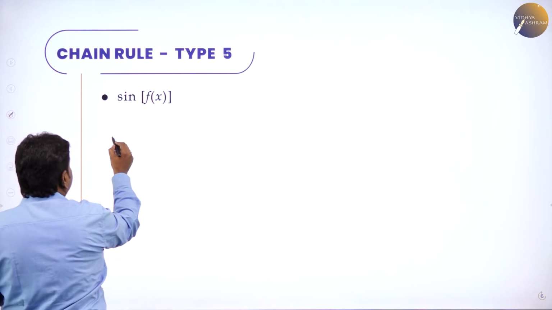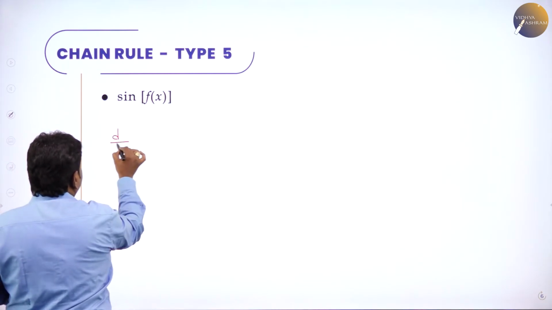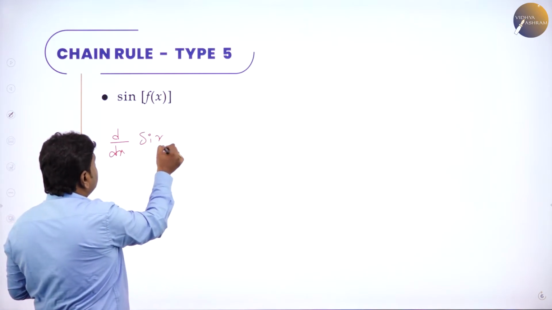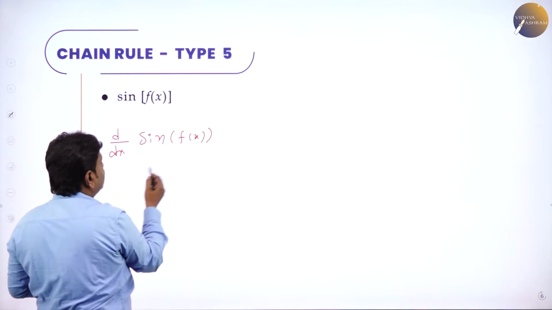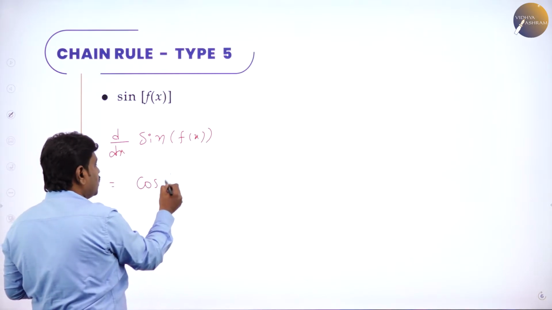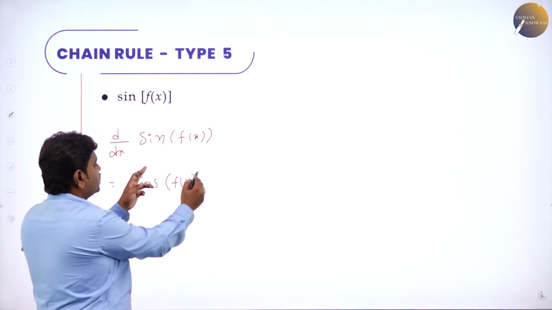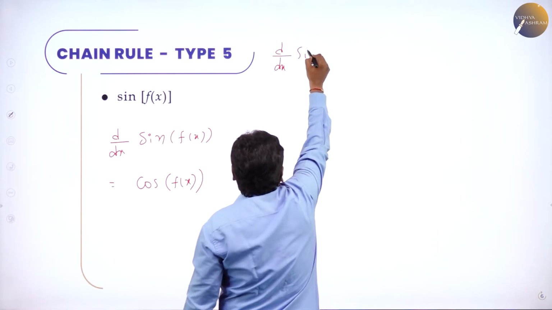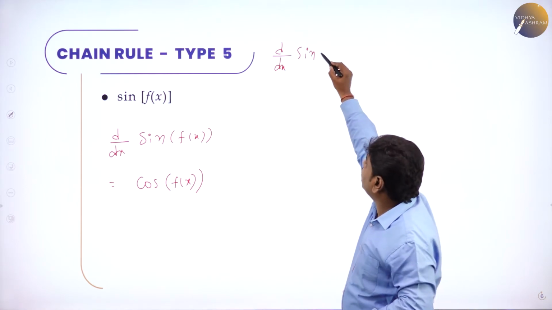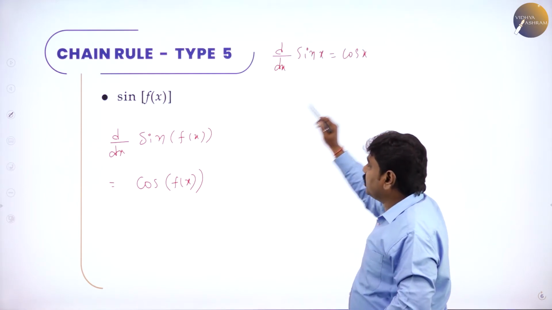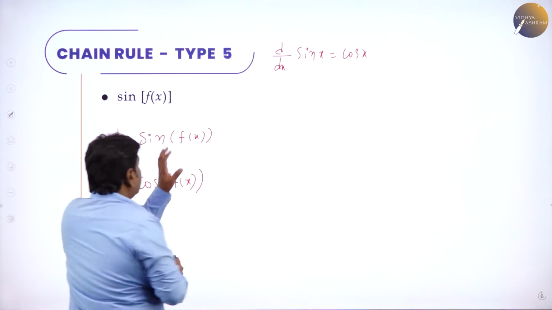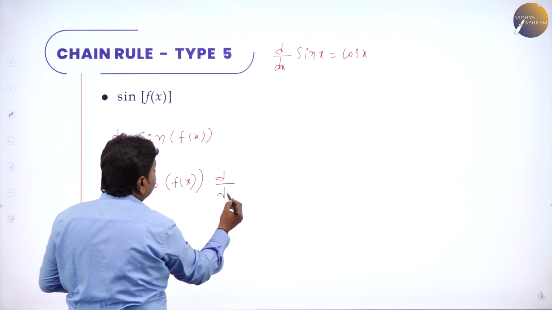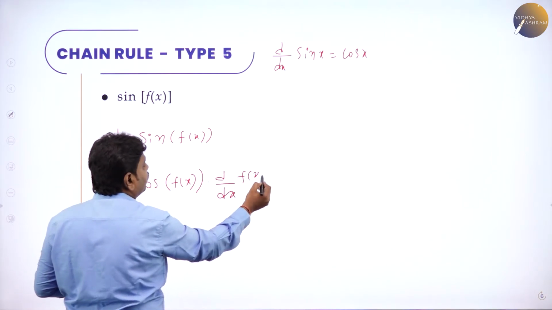So now sine of f of x, d by dx of sine of f of x, inside sine you have a function. What is derivative of sine? Cos of f of x. If it is sine x, I'll write cos x. Differentiation of sine x, all of you know the formula list. What is differentiation of sine x? Cos x. So d by dx of sine f of x is cos f of x. If it is sine x, I'll write cos x. But this is sine f of x, so it will be cos f of x into d by dx of internal function. What is internal function? F of x.